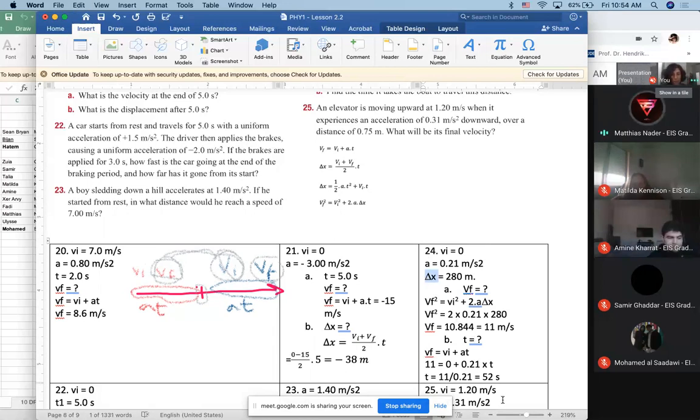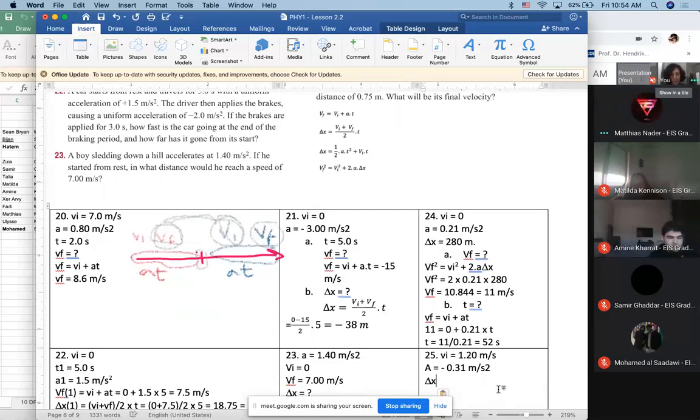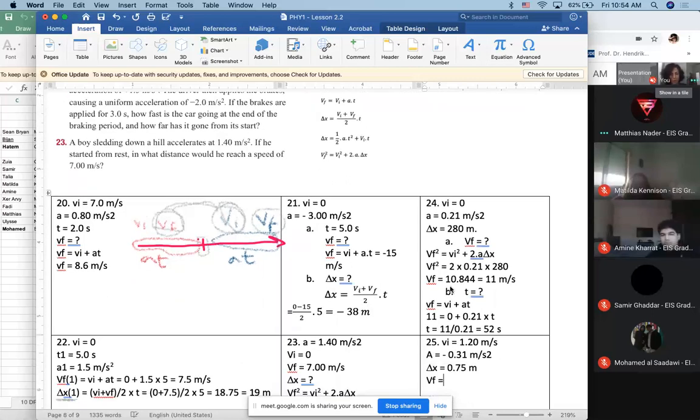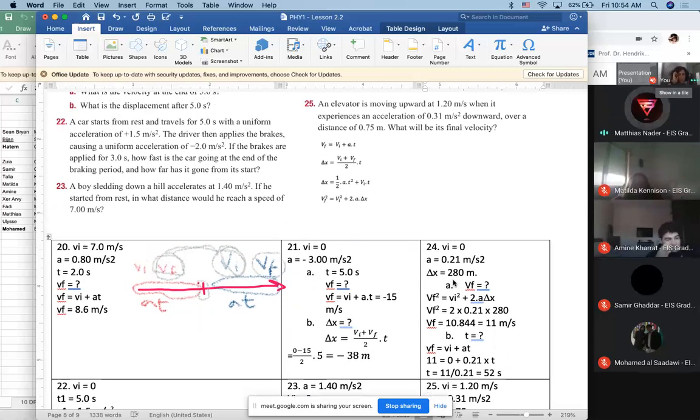Over a distance. I think I got it wrong then. It's okay. Okay, so fix it. I'm happy you did a mistake, Lano. You can learn from it. Okay, so then we have also over a distance of 0.75 meters. Yeah. What will be the final velocity?